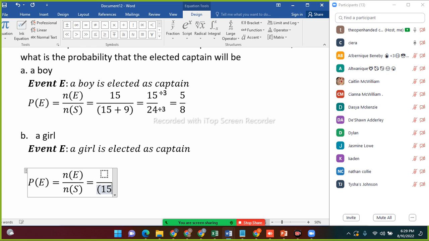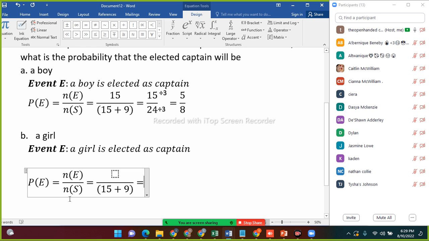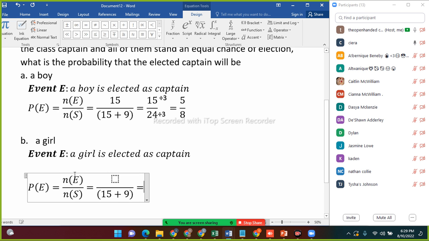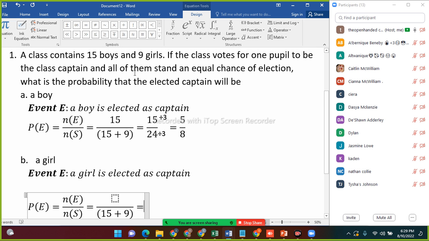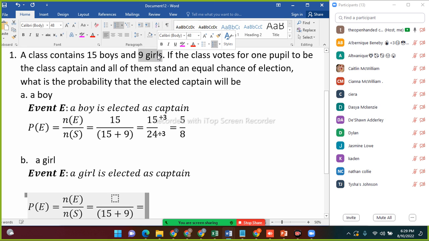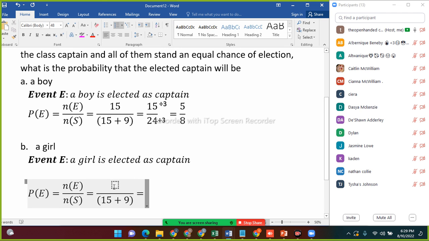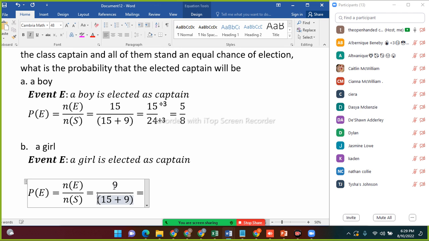How did you get 24? 15 plus 9. Good. Why is it 15 plus 9? Because it's 15 boys and 9 girls. Very good. And what would be the number of elements in my event? 9. Because there are 9 girls. So since there are 9 girls here, it's going to be 9 over 24.